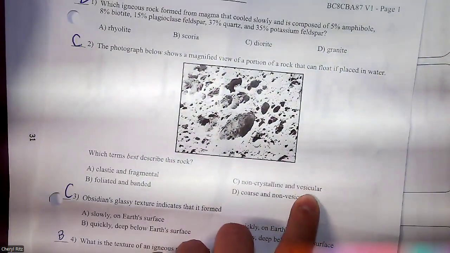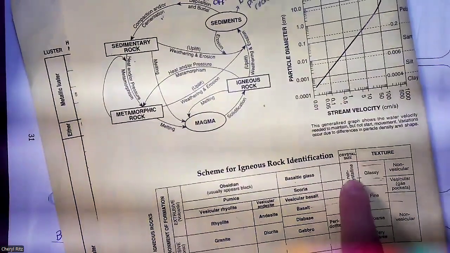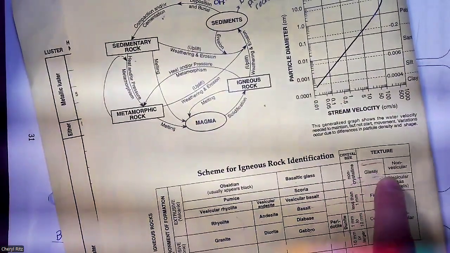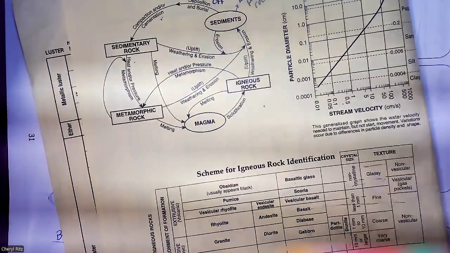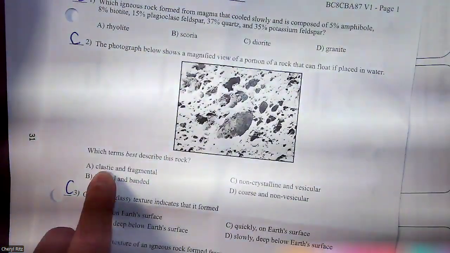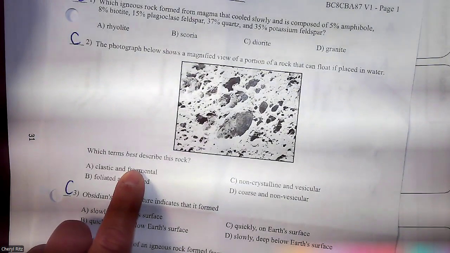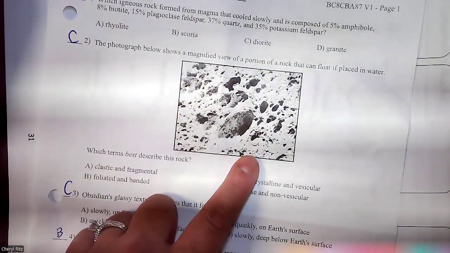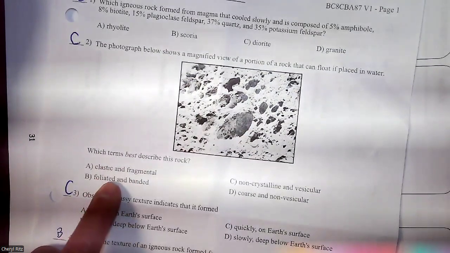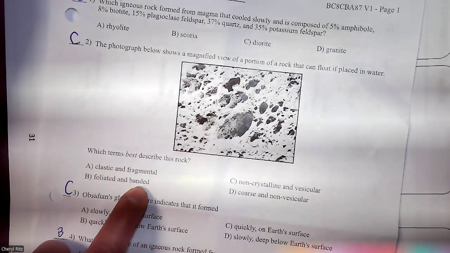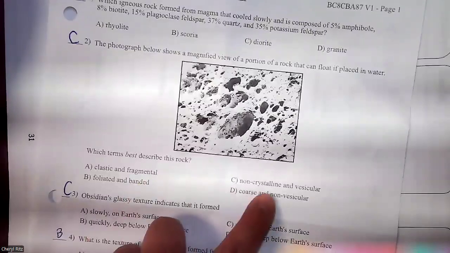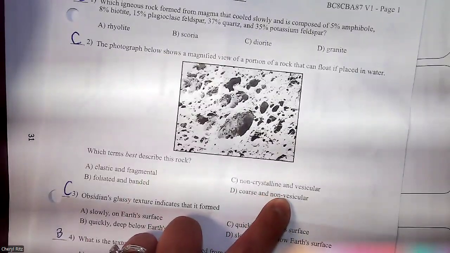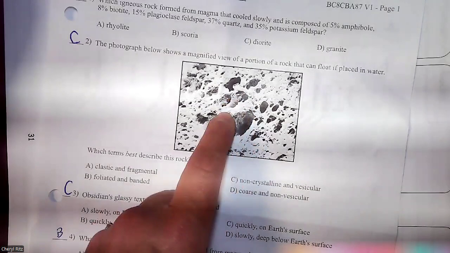Vesicular right there. Could it also be non-crystalline? Non-crystalline just means glassy, and yes, vesicular can be glassy. Clastic and fragmental, that's a sedimentary rock thing. That would tell you there are broken pieces of other rocks. There's not in that one. Now, we did not learn about foliated and banding till today, but I can guarantee you it doesn't look like this. And this one told you it was non-vesicular, and you hopefully saw some holes in there.